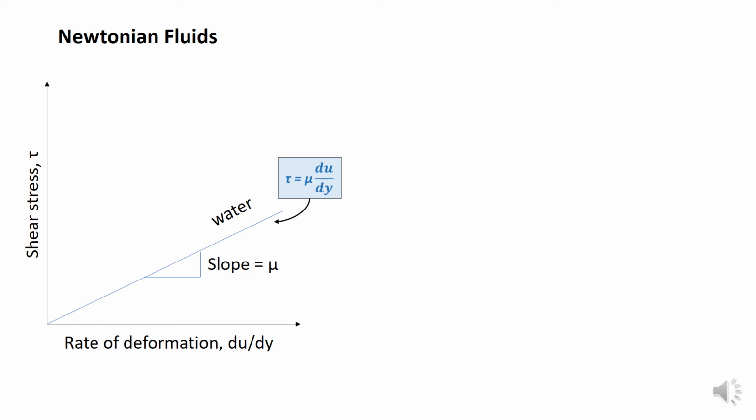So if I take another fluid which also obeys Newton's law of viscosity, let this be oil in this plot. Can you compare oil and water? Here you can see in the case of water you have a smaller slope, but in the case of oil you have a bigger slope. That means the dynamic viscosity is higher for oil.